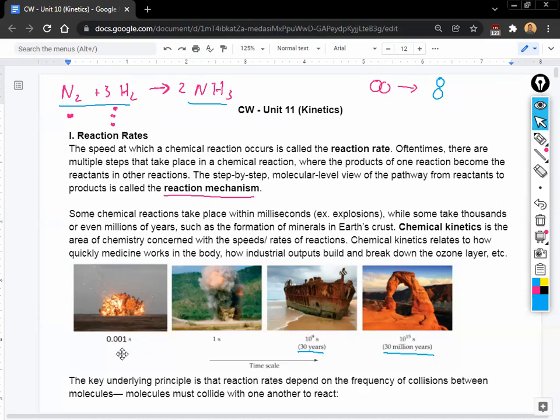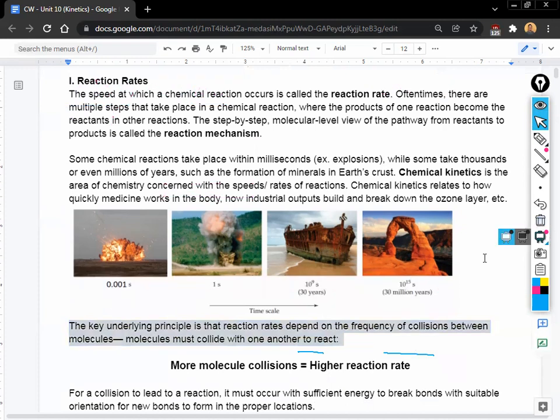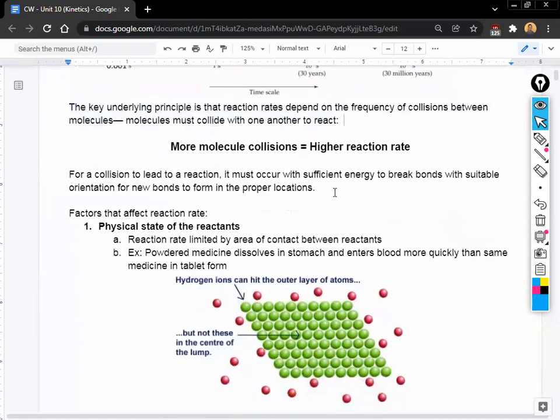So the key point and the important thing is that reaction rates depend on the frequency of the collisions. Make sure you guys jot that down somewhere, or make sure you guys keep that in mind. Okay. The speed of a reaction depends on how frequent the collisions happen. The key thing is the more collisions there are, the higher the reaction rate.